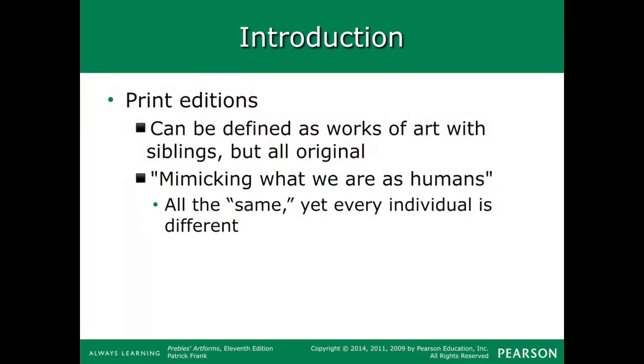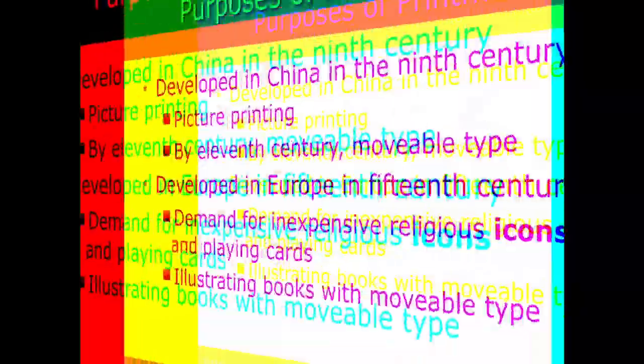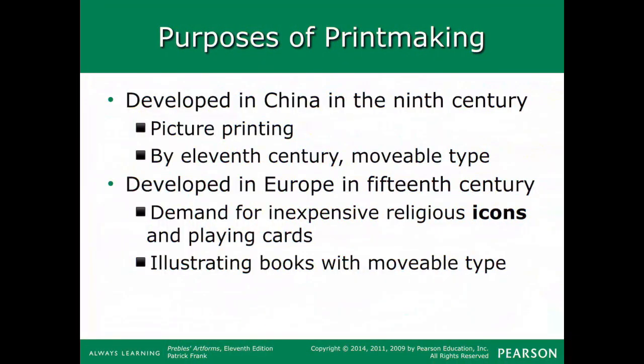A printmaker is very different in that they actually print many of one image, but they like to make many of the same. So it's basically like having siblings, like having brothers or sisters. And so printmakers are basically mimicking what we are as humans. They are all the same, yet every individual is different. When it comes to the behavior of print, it is almost impossible to make the same exact thing over and over again, especially in its early stages.